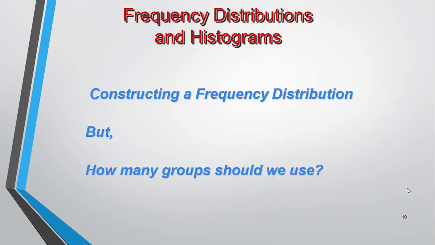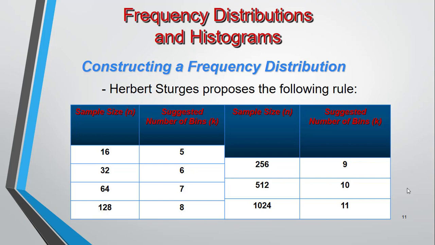So you can construct the frequency distribution, but how many groups should we have? Or should we use? You can see that you can divide all of the observations into many groups, or more groups, or fewer groups. But exactly how many should we use? Okay? There's some rules you can use. There's a rule proposed by Herbert Sturges called the Sturges rule. Okay? He proposed the following rule in constructing a frequency distribution.